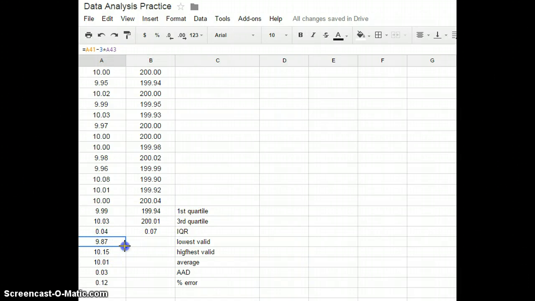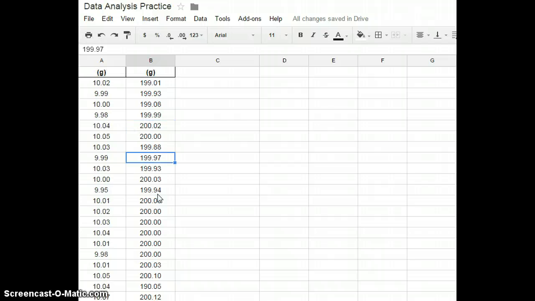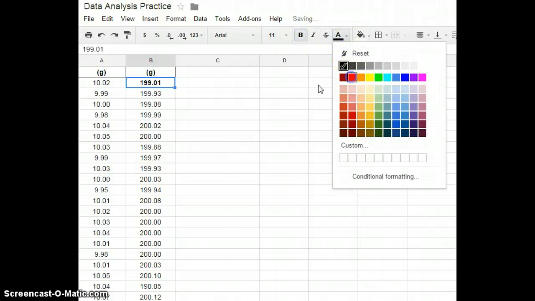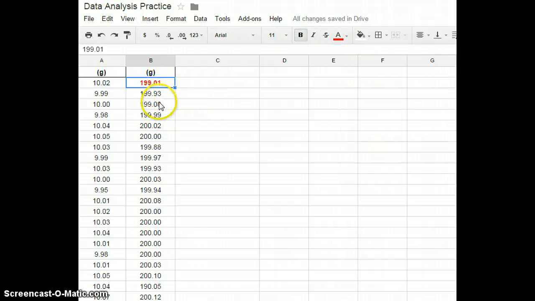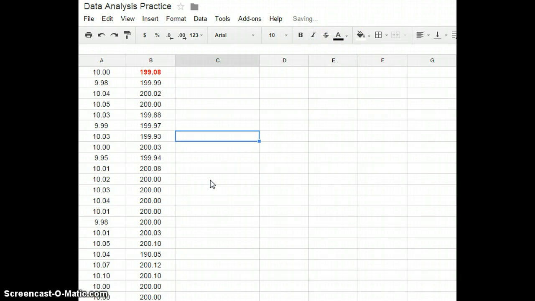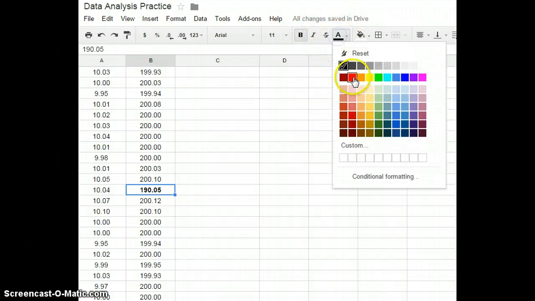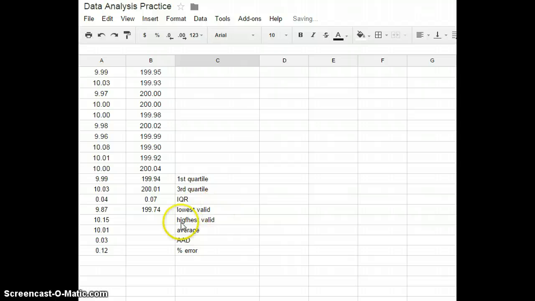The lowest value, the lowest potentially valid measurement would have a value of 199.74. Question is, is there any data less than 199.74? And yes, there are 3 of them. 199.01, 199.08. I'm highlighting them red as measurements that we do not trust because they are outliers. And then 190.05 is considered an outlier.